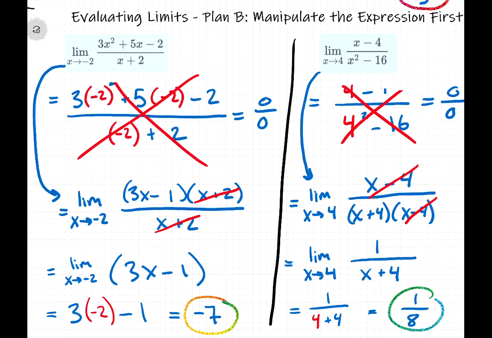Okay, so that does it for this problem. In the next video, we will talk about infinite limits. So in this case, each of these limits was as x is approaching a specific value. Well, what happens if x is approaching infinity? Okay, that does it for this one.